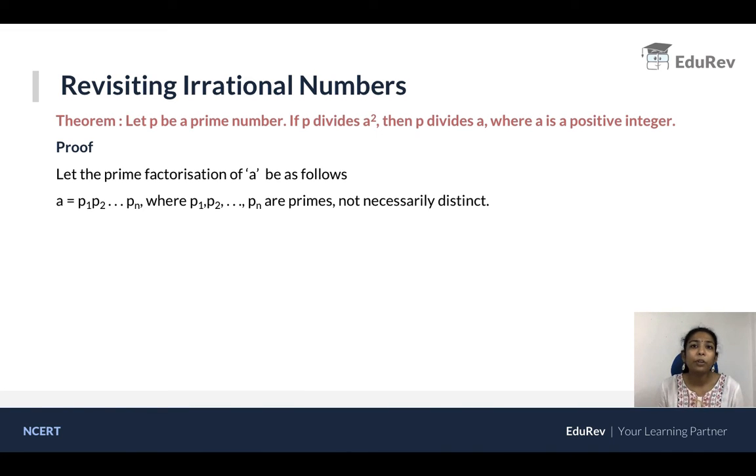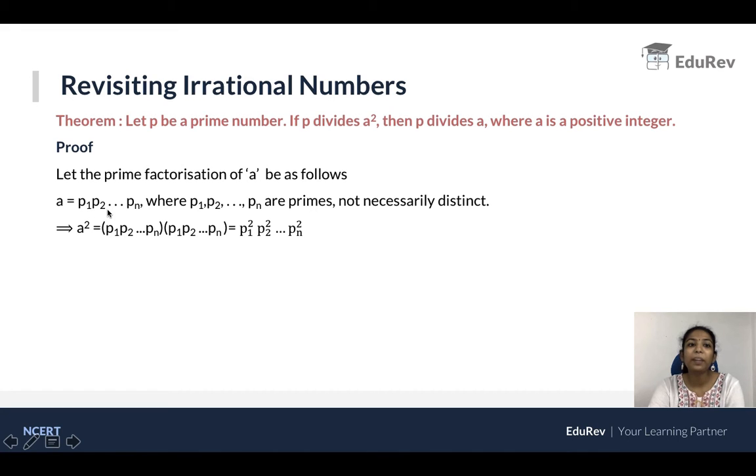In the same way, if you take some other numbers also, it's not necessary that all the terms that you are multiplying should be different. They could be the same also. So that is how they are representing a general number. A is equal to P1 into P2 and so on till Pn, and it's not necessary that all of them are distinct. A square, they are doing squaring on both sides.